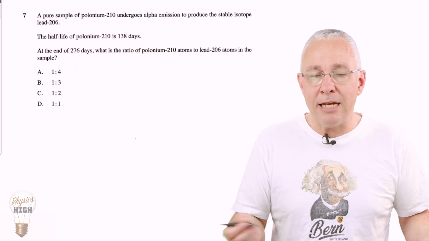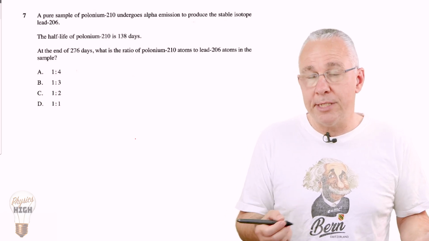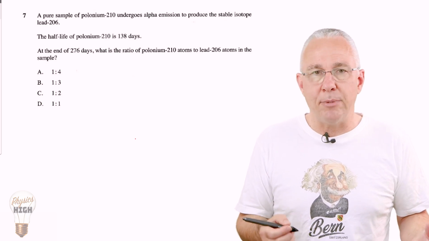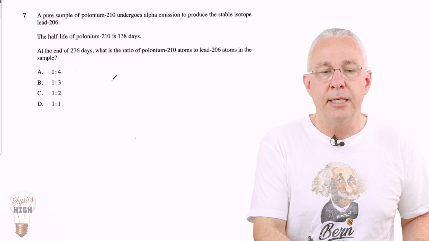Question 7 is about half-life. And we're told we have a polonium sample, polonium-210, and it undergoes alpha emission to produce a stable isotope of lead-206.